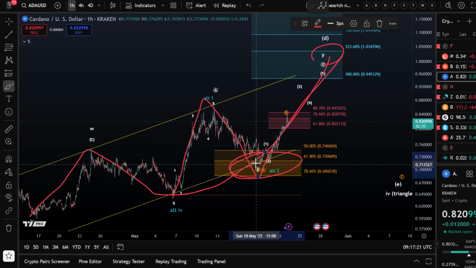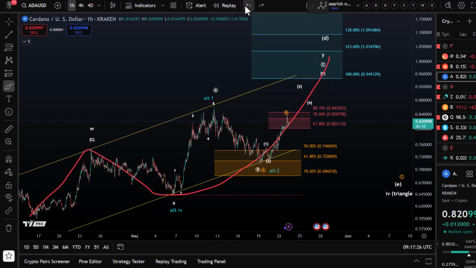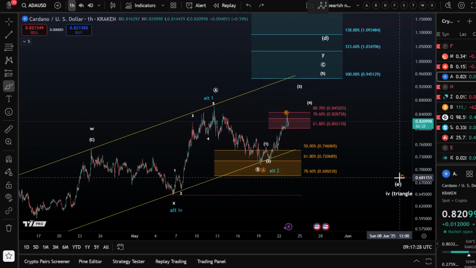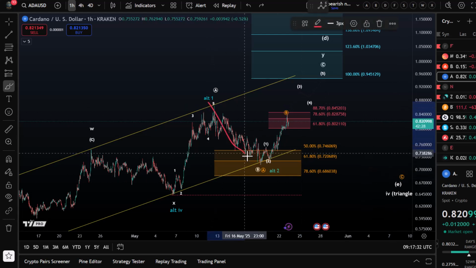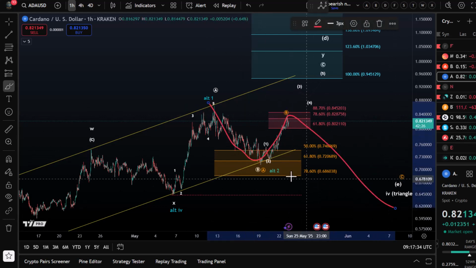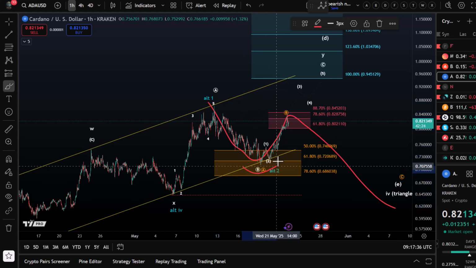Okay, so next scenario, orange count. In this scenario, we are already in a larger correction, not preferred. That would mean we are already in the E wave of the triangle. A wave down, B wave up, C wave down. But even in this scenario, we were tracking a reversal here.